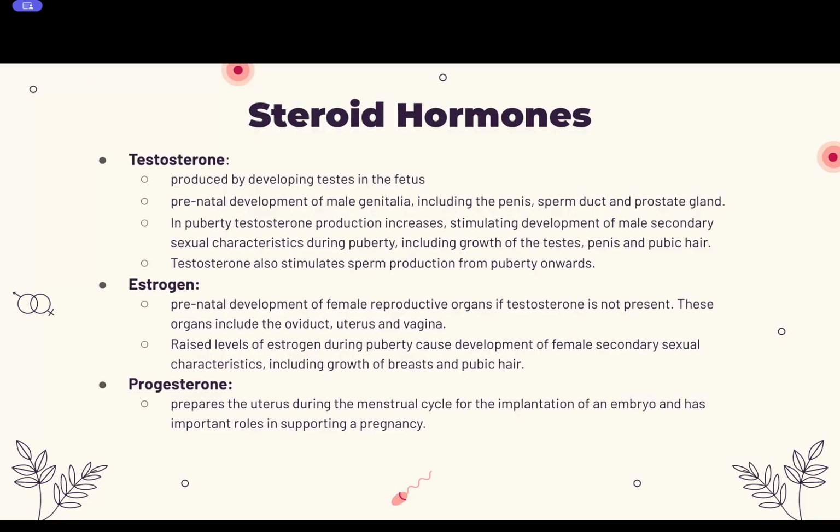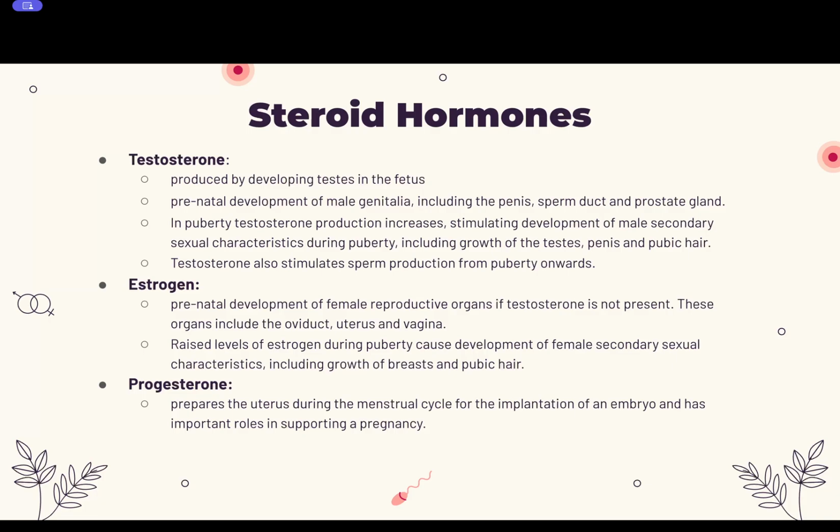Okay, so in relation to the male and female reproductive systems, you need to know about some steroid hormones. First is testosterone, which is produced by developing testes in the fetus. That's how the prenatal development of male genitalia, including the penis, sperm duct, and prostate gland, occurs. In puberty, testosterone production increases, stimulating the development of male secondary sexual characteristics, including the growth of the testes, the penis, and the pubic hair. Testosterone will also stimulate sperm production from puberty onwards.